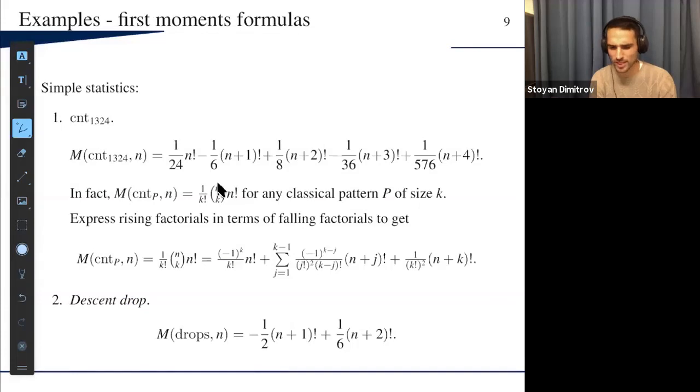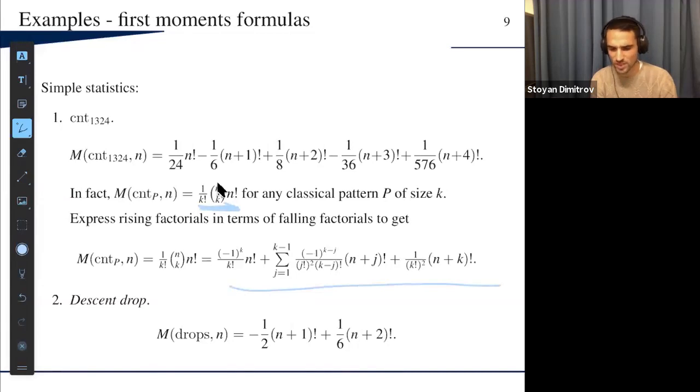So for example, if I take the number of occurrences of 1, 3, 2, 4, I can get this formula. And one can actually see easily that just by linearity of expectation, this is an equivalent formula. And I can convert this to this factorial form by converting these falling factorials to raising factorials, basically.